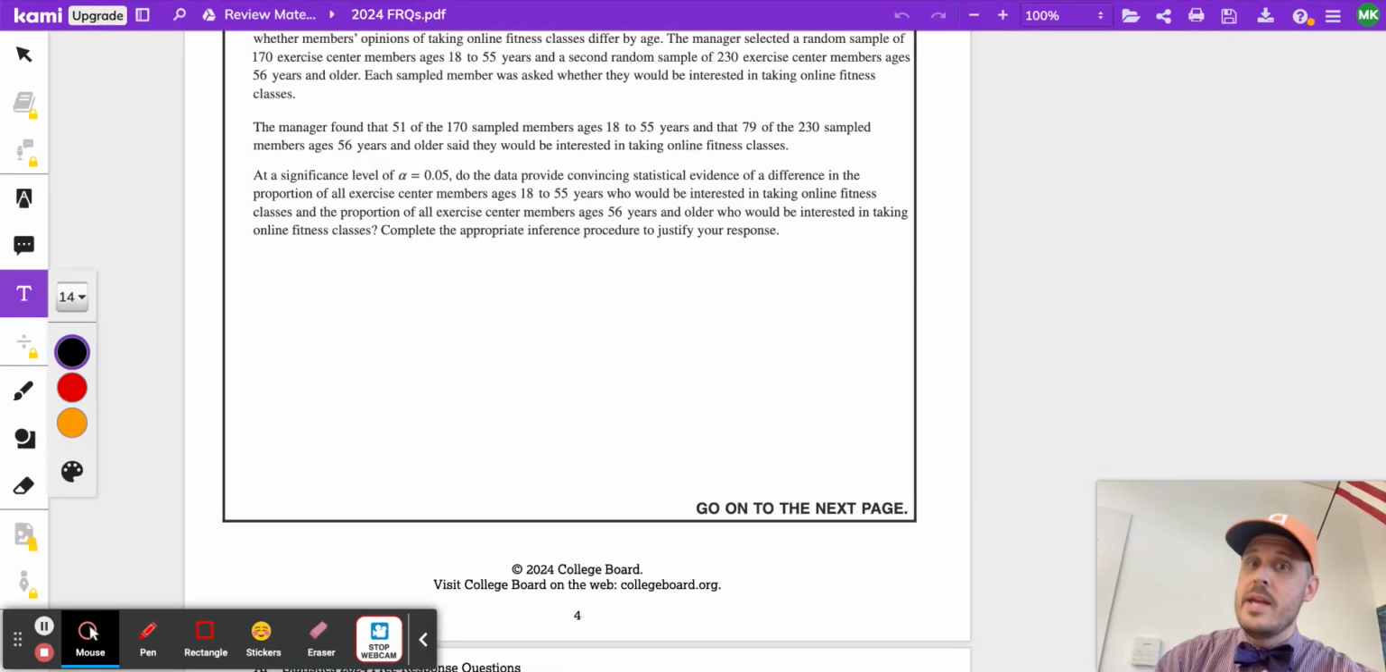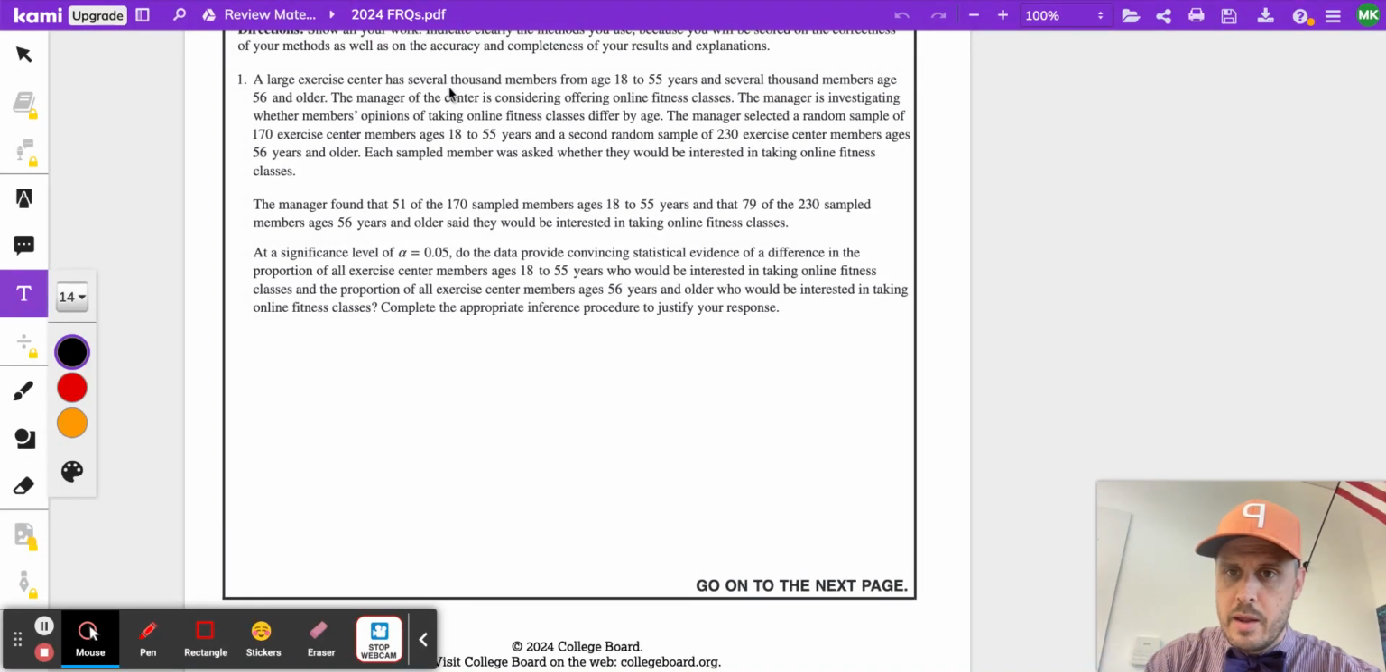And then independence, it says that there are several thousand members. And so we're not exceeding 10% because we're sampling without replacement from a finite population. And so you want to check that 10% condition. And then they were randomly selected, simple random sample. So we have conditions met.